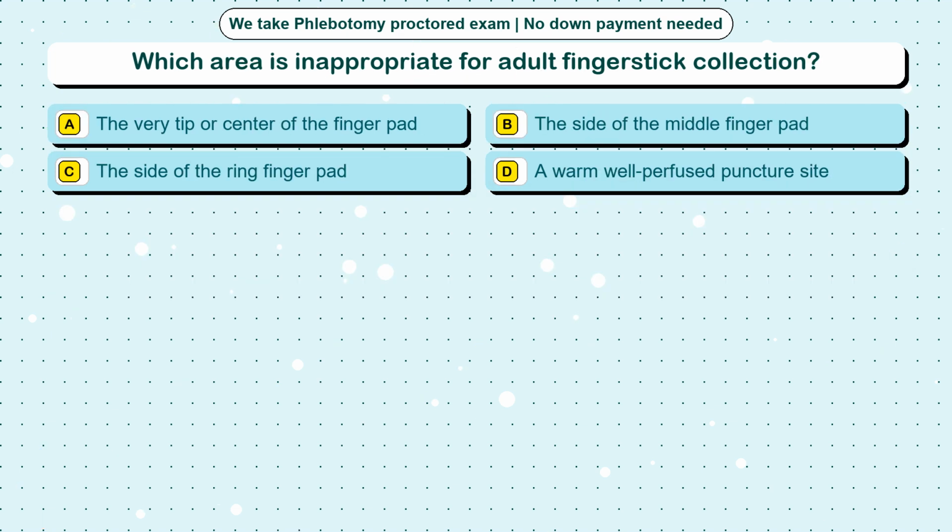Question 5. Which area is inappropriate for adult fingerstick collection? Option A. The very tip or center of the finger pad. Option B. The side of the middle finger pad. Option C. The side of the ring finger pad. Option D. A warm, well-perfused puncture site.